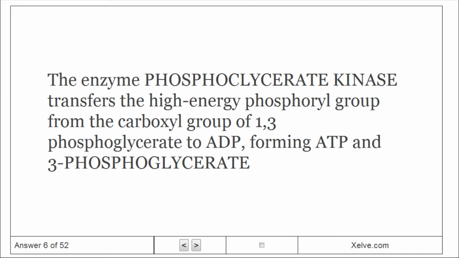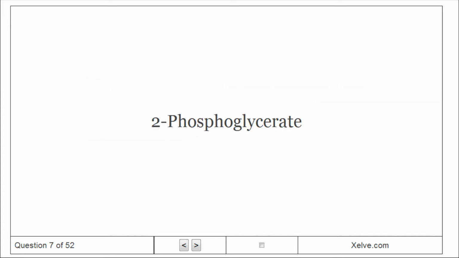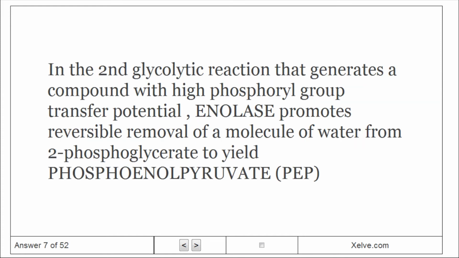1,3-bisphosphoglycerate. The enzyme phosphoglycerate kinase transfers the high-energy phosphoryl group from the carboxyl group of 1,3-bisphosphoglycerate to ADP, forming ATP and 3-phosphoglycerate.